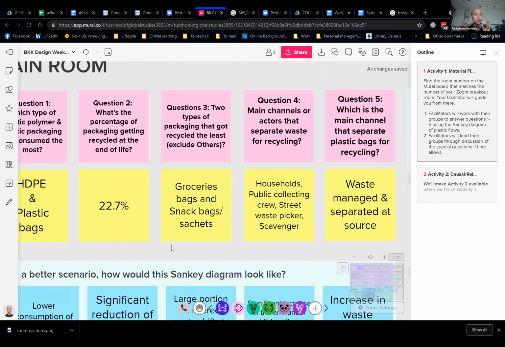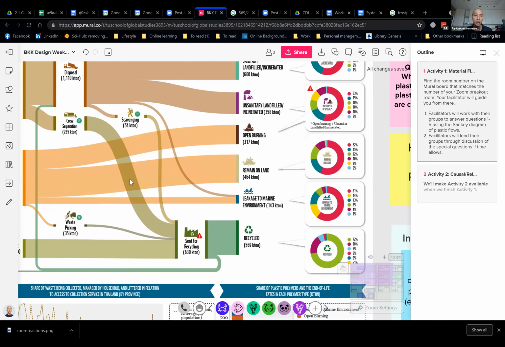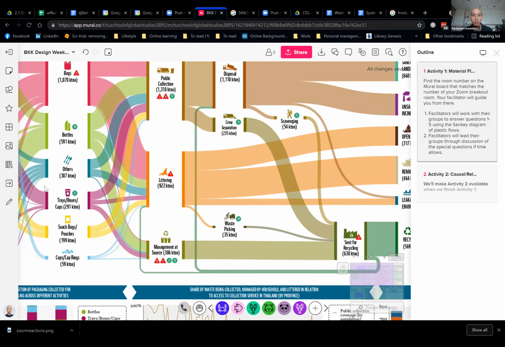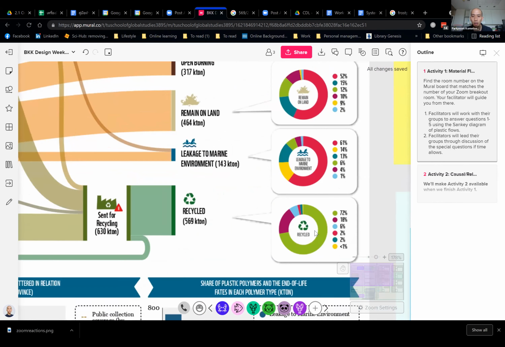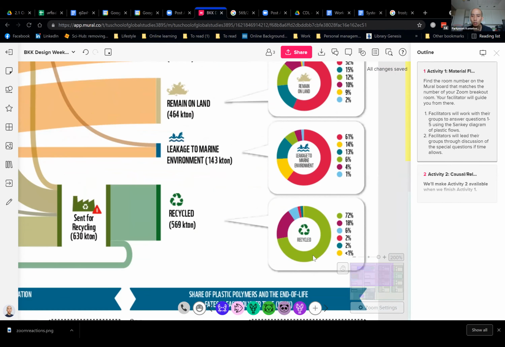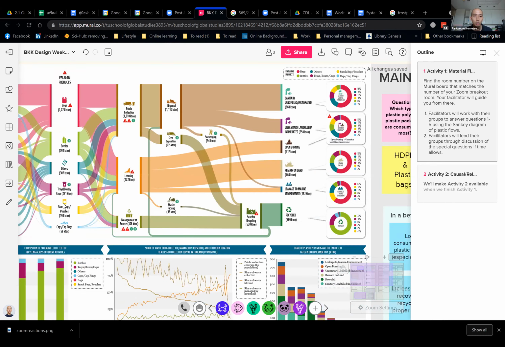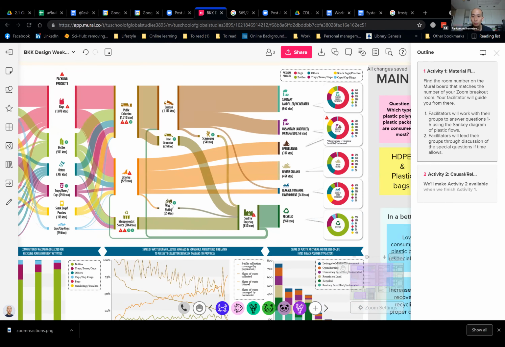Question number 3 asks for the two types of packaging that got recycled the least, excluding the others category, the mixed-up one. Here you look at which type of packaging it is, from plastic bags down to cap rings, and which one got recycled the least. You can look at this pie chart, which shows that about 72% of the recycled packaging is bottles, while the very least is plastic packaging and snack sachets. So the snack pouch and plastic packaging got recycled the least.